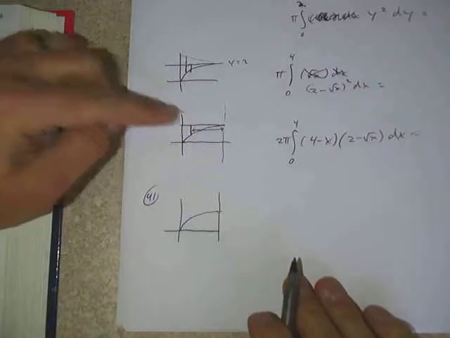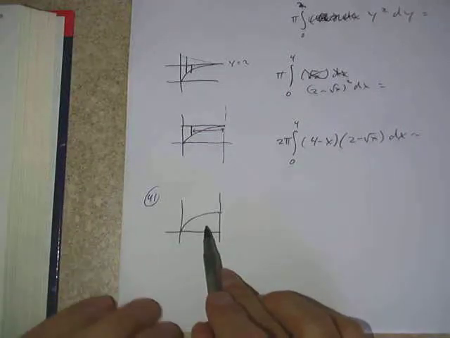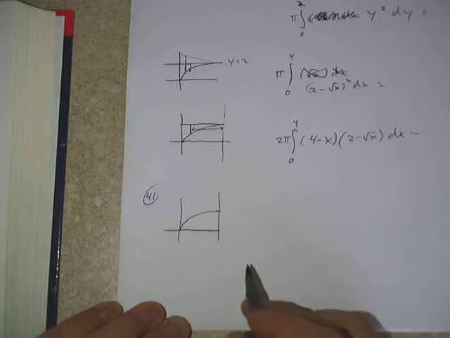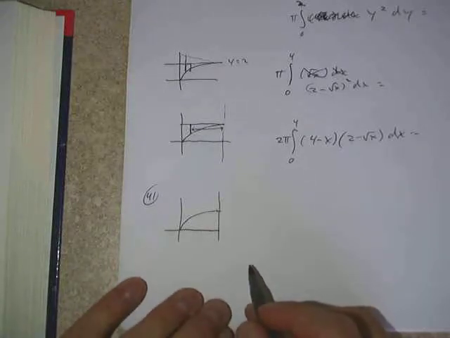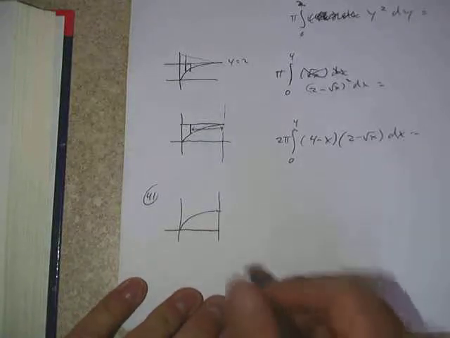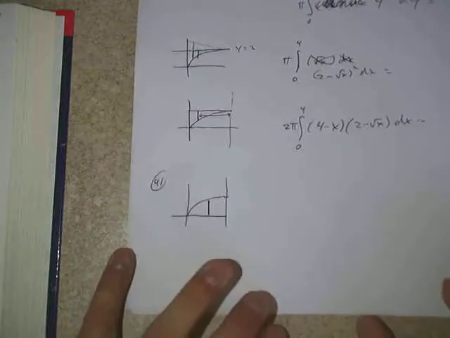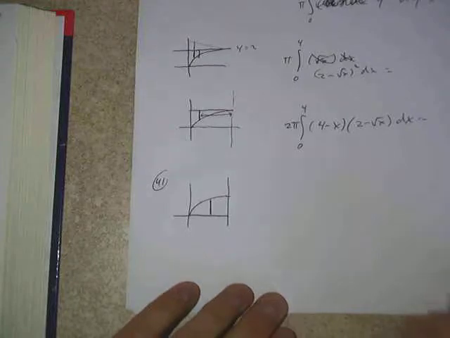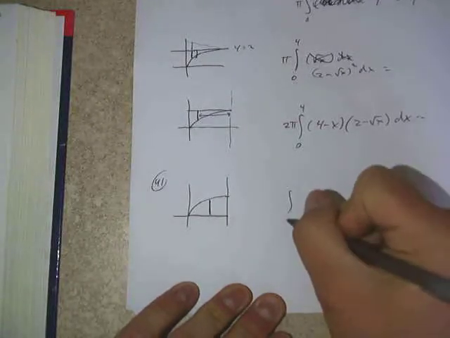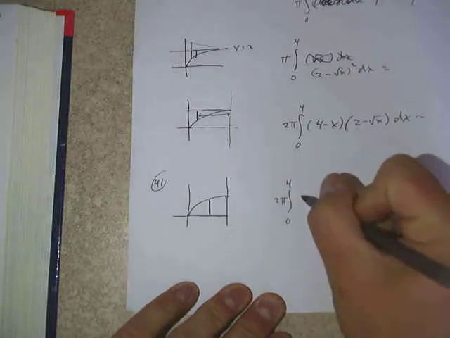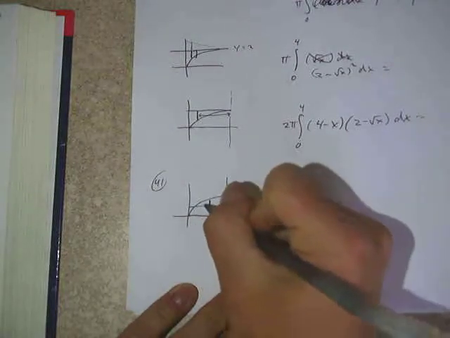What else? 41. We got the same function y equals radical x. And we got y equals 0 and x equals 4. So y equals 0 is the x-axis. x equals 4 is this vertical line. So instead of doing the top half of that, we're actually using this as our region now. Remember our boundary, the boundary line is not the top, it's the bottom this time.